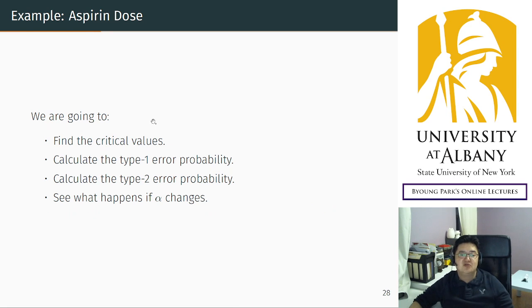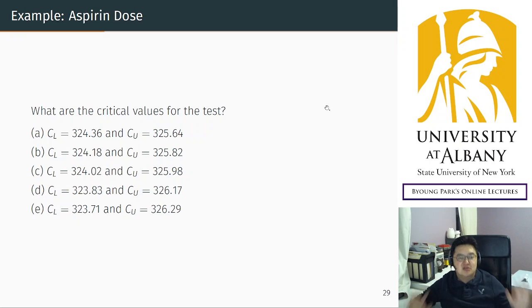From this, first you need to find the critical values. And then we are going to calculate the type 1 error probability, and then type 2 error probability, and then we will see what happens if alpha changes. So we are going to study them step by step. And these steps are what you are going to use in doing the homework. So first, what are the critical values? Use the numbers I gave you earlier. Pause the video and try it by yourself.